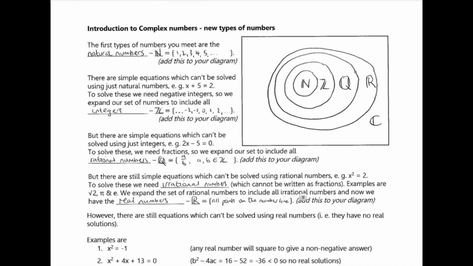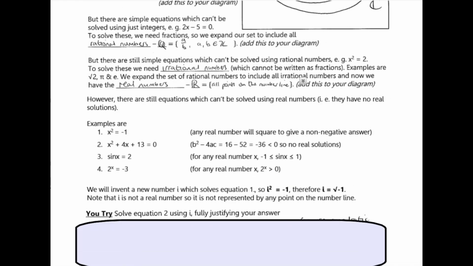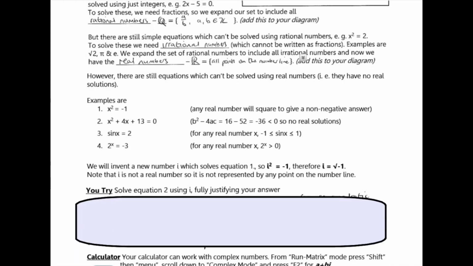But there are still equations which we say have no real solutions. Things like these examples down here: we've got x squared equals minus 1. You'd say that has no real solutions because you can't square root a negative number. If you tried to solve x squared plus 4x plus 13 on your calculator, it'd say no real solutions because the discriminant is less than 0. Other equations with no real solutions: sine x equals 2, because we know sine x is between 1 and minus 1, and 2 to the x equals minus 3 also has no real solutions because 2 to the x is positive for all real values of x.